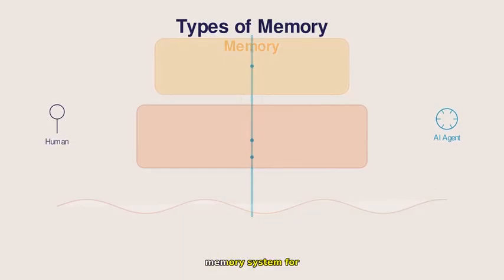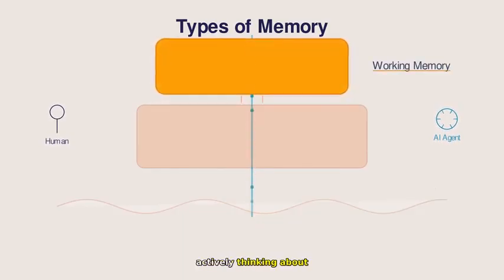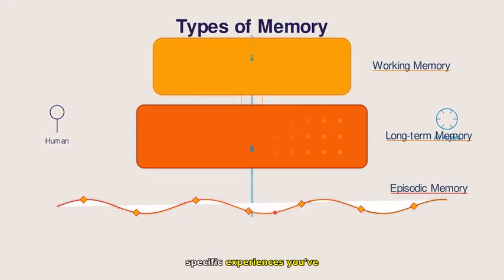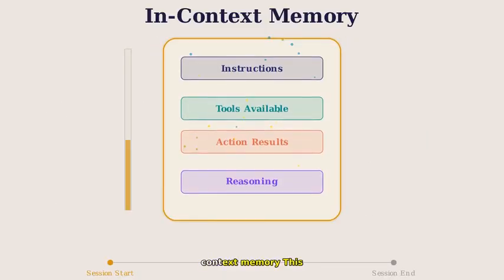Think about your own memory system for a moment. You have immediate working memory, what you're actively thinking about right now in this moment. You have long-term memory, knowledge you've accumulated over years, stored somewhere in your brain and retrievable when you need it. And you have episodic memory, specific experiences you've had, what occurred during them, and what you learned as a result. An AI agent has equivalent memory systems, and they serve different functions at different timescales. The first type is in-context memory.